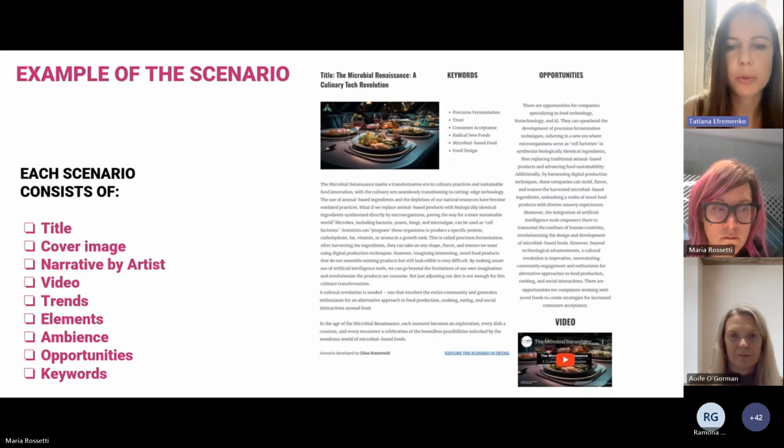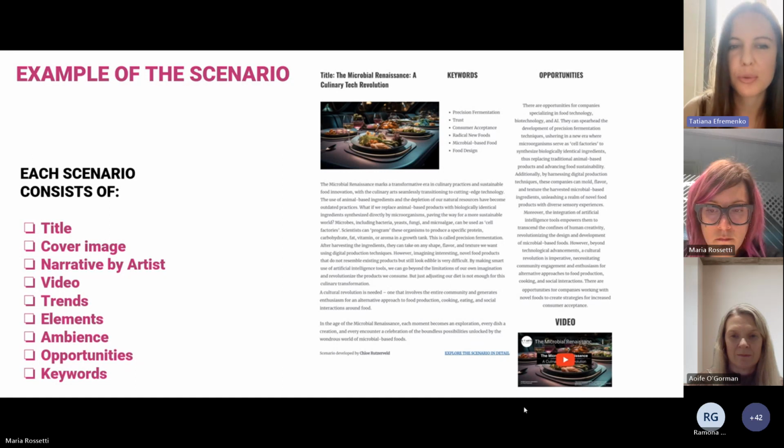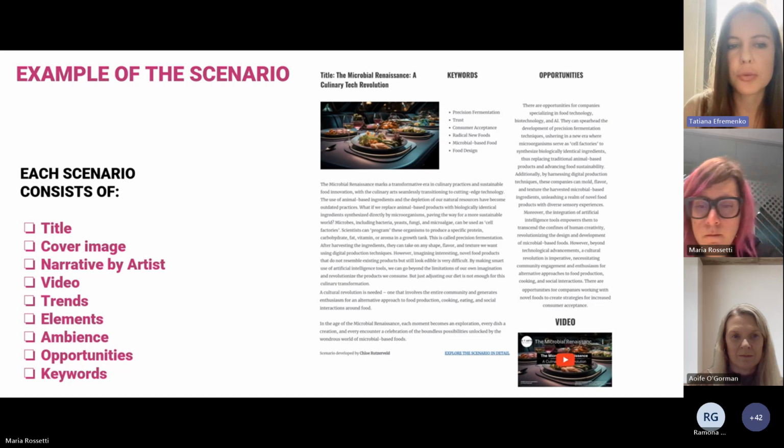And here I will just explore the way the scenarios are constructed on the website. So we try to help you to explore them in more detail and also in a more holistic way, let's say. Each scenario that you will find on the website consists of different elements, as you can see: the title, cover image, narrative, video, trends of the scenario, elements of the scenario, ambience, opportunities, and keywords. So here is just one of the examples, the scenario developed by one of the artists, Chloe Rutherford.